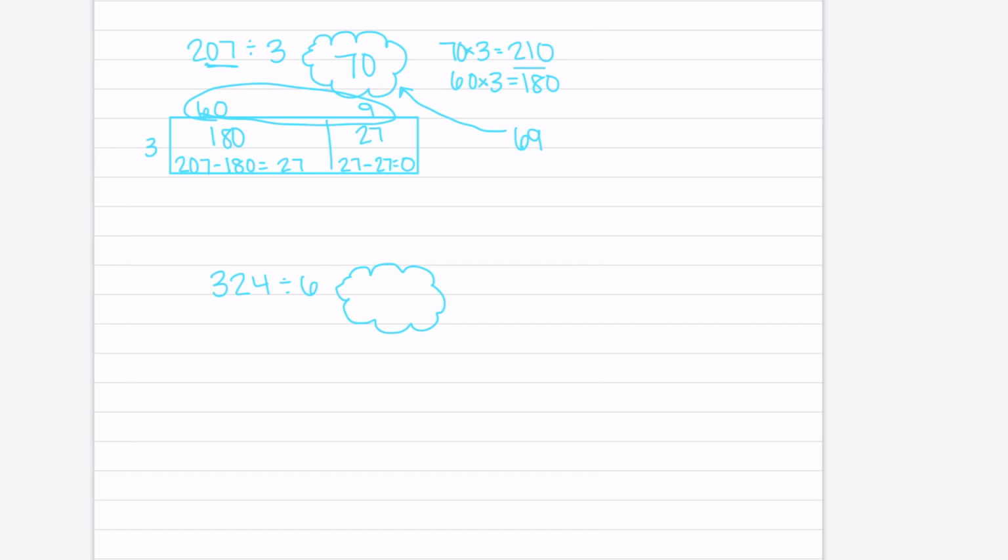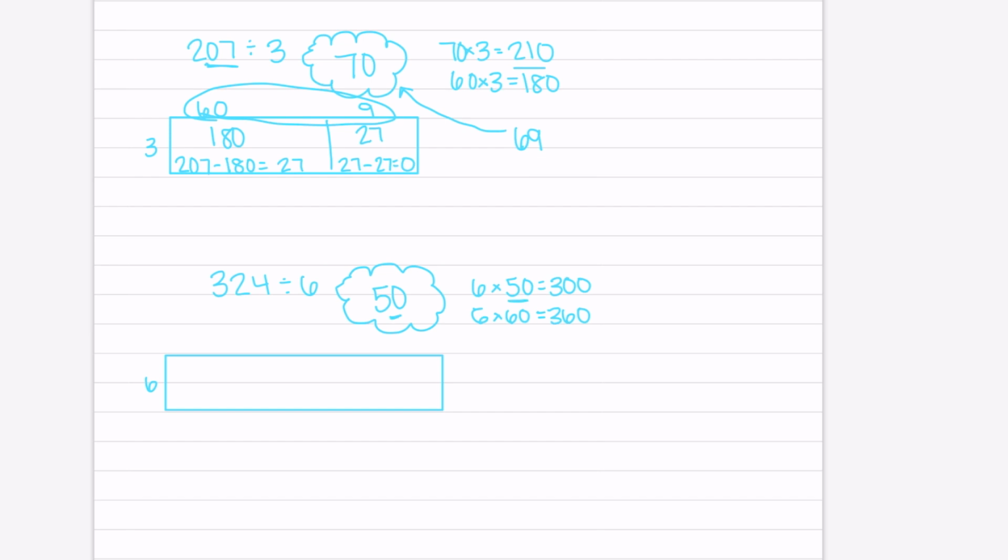So let's start off with an estimate. I know that 6 times 50 is going to be 300, which is close to my dividend here. If I went up to 6 times 60, I'm going to be at 360. I'm going to stick with an estimate of 50 in this case. So I'm going to draw out my area model, label my known dimension, which is 6.